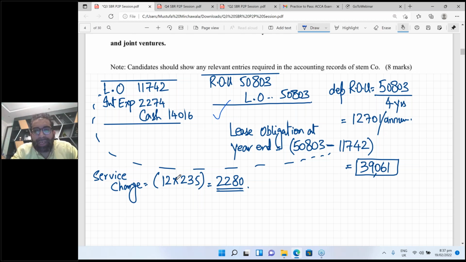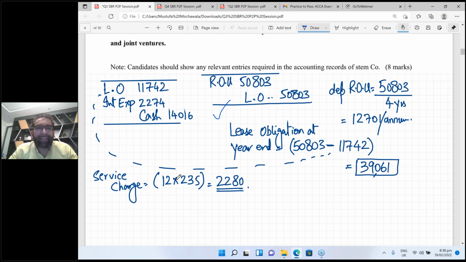Now in this question, you have read that the lease term is 4 years. So yes, you need to depreciate the ROU. ROU will be depreciated as 50803 divided by 4 years, so 12701 per annum will be your depreciation expense.